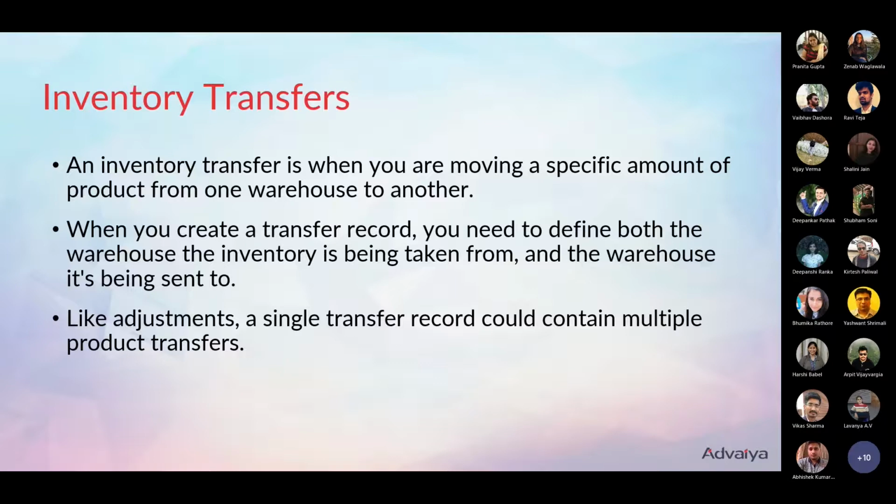Like the adjustment, a single record can have multiple products to be transferred at the same time. In an inventory transfer, we cannot select the same warehouse as both the source and the destination. We need to define it properly, and there are validations from the dynamic side, like the quantities to be transferred should not be more than the quantities available, and the on hand quantity should be there. All these types of validations are also implemented in the inventory transfer.